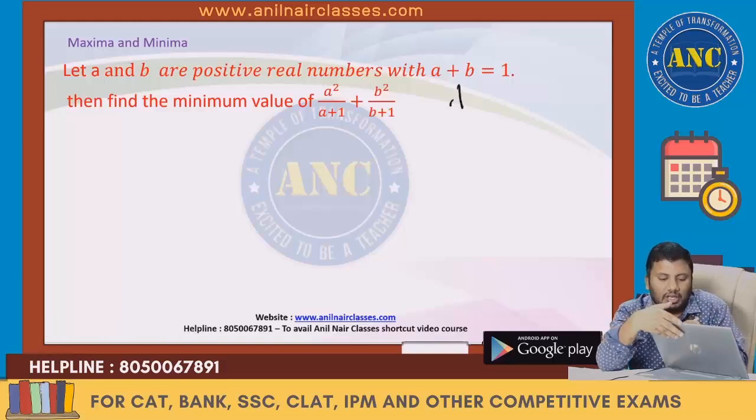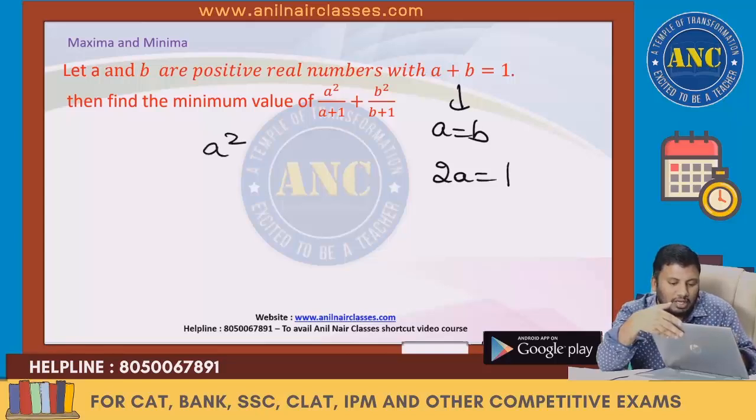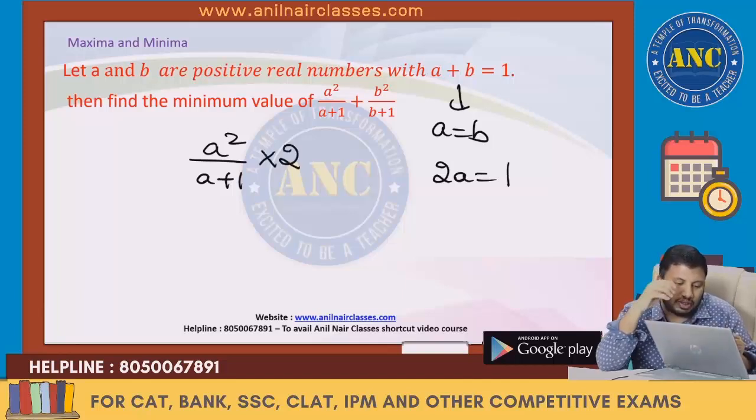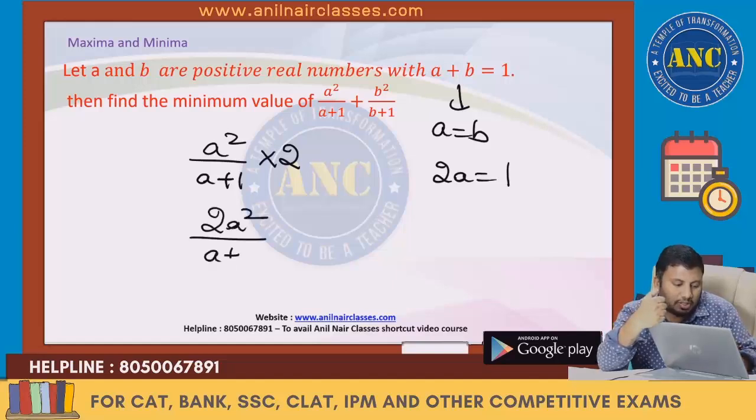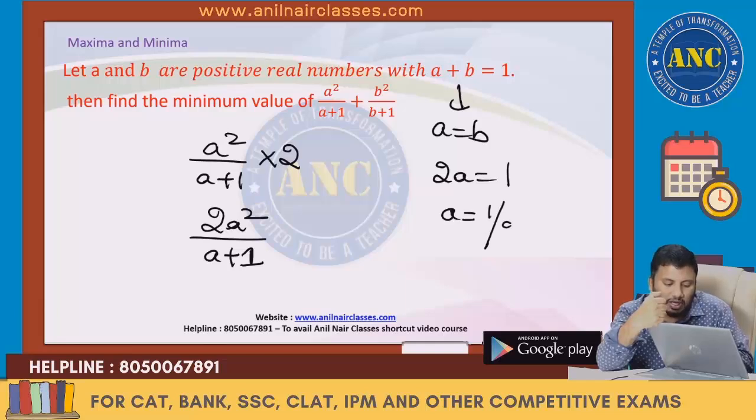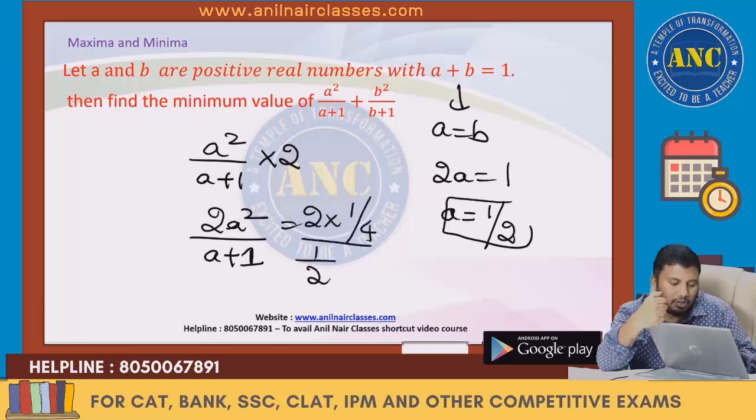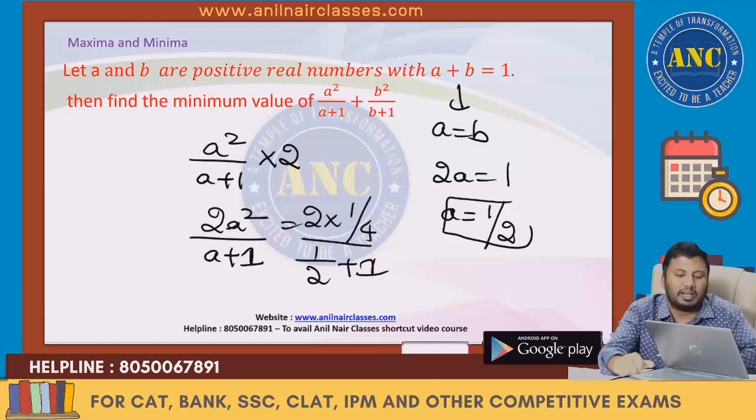Symmetric function. A equivalent to B. So 2A equivalent to 1. If I substitute A square by A plus 1 into 2, so it is nothing but 2A square by A plus 1. Substitute it, you will get the answer. 2A is 1, so A is 1 by 2. So 2 into 1 by 2 square by 1 by 2 plus 1. I hope the idea is clear.